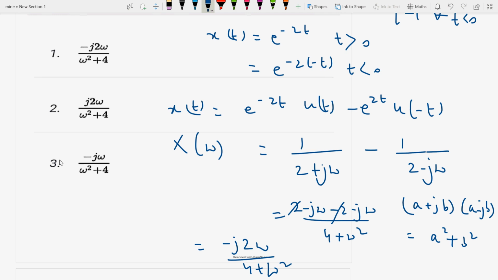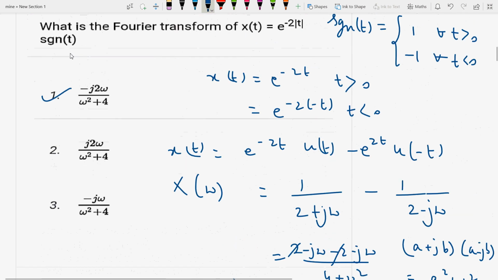So the right answer will be this first option: minus j2 omega by omega square plus 4.